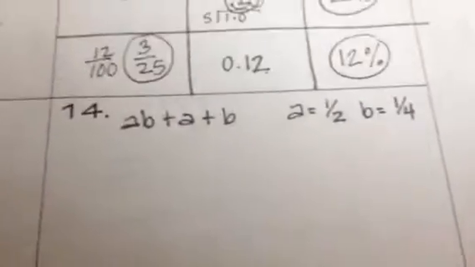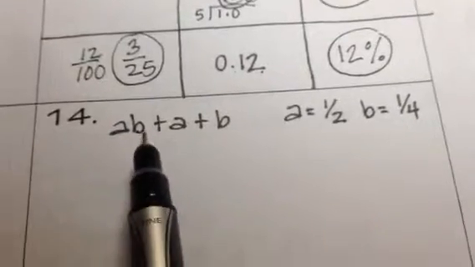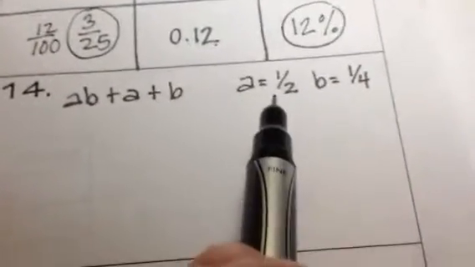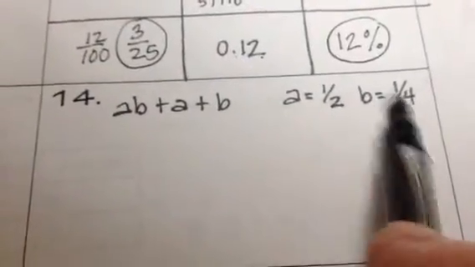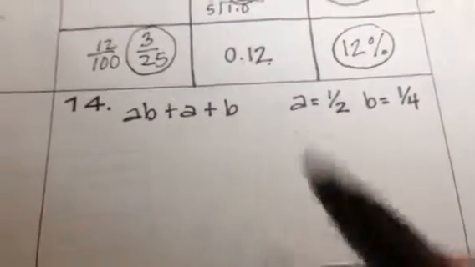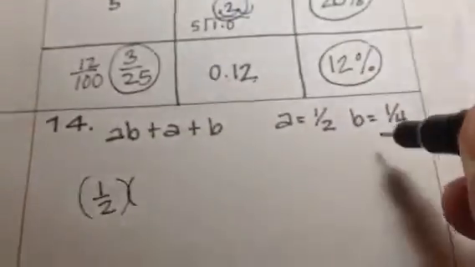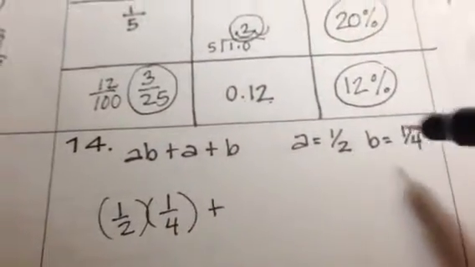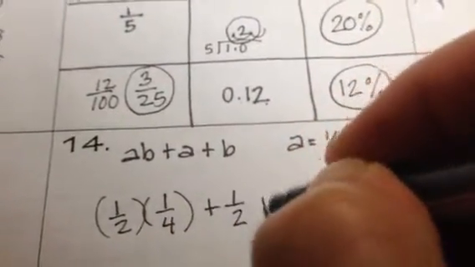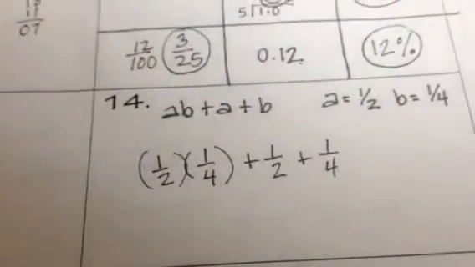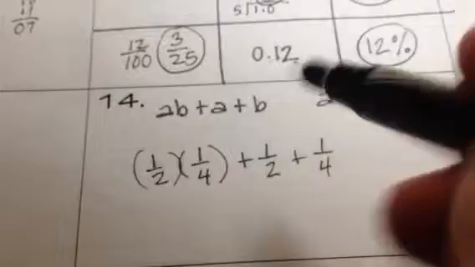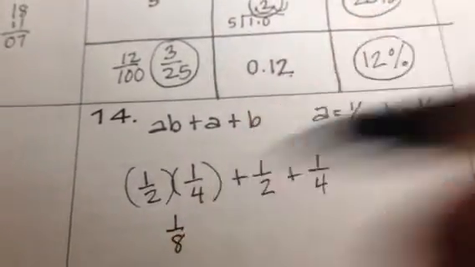All right, here we have variables. We have a times b plus a plus b if a equals a half and b equals a quarter. So the first thing, you're just going to plug these numbers into this formula. So I have 1/2 times 1/4 plus 1/2 plus 1/4. Okay, so far so good. I multiply this across, I get 1/8.